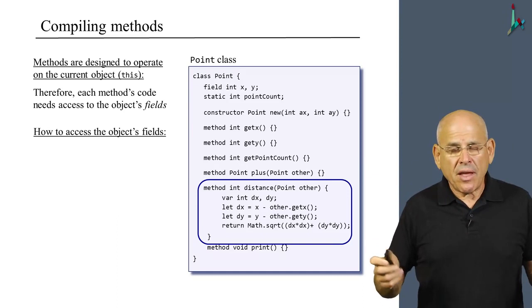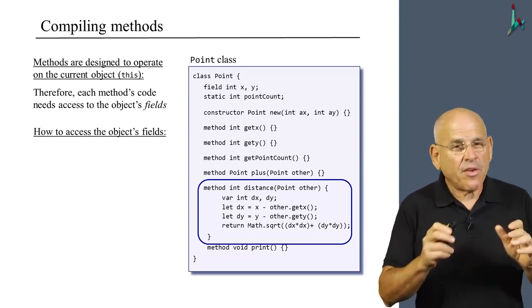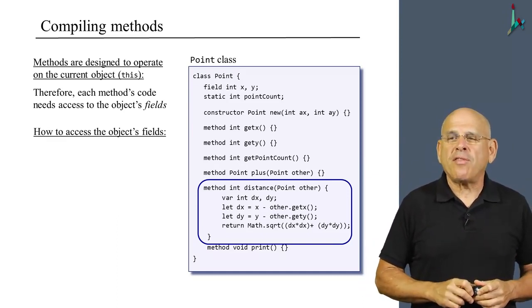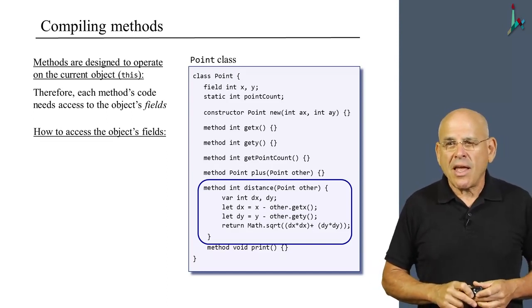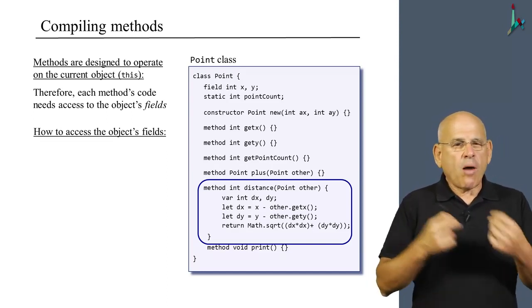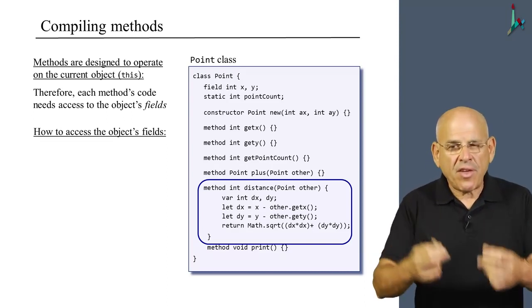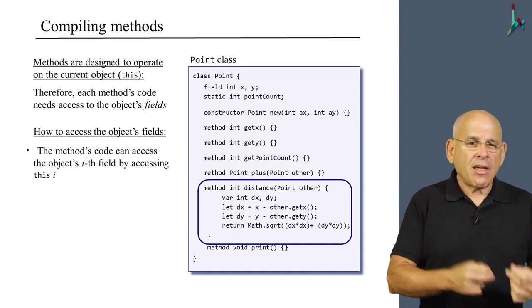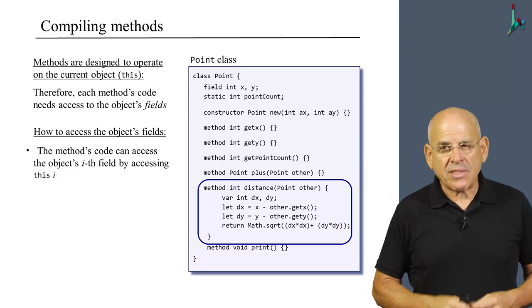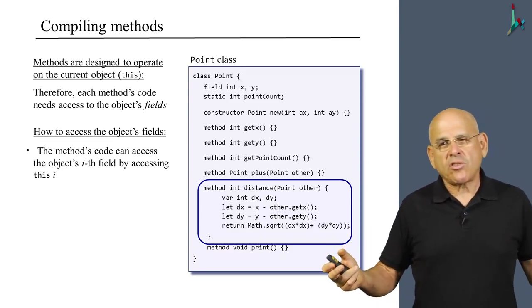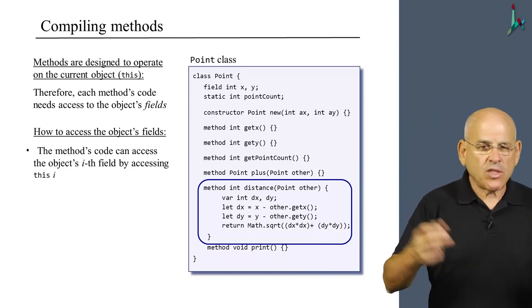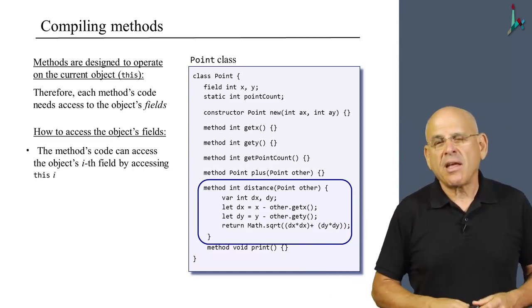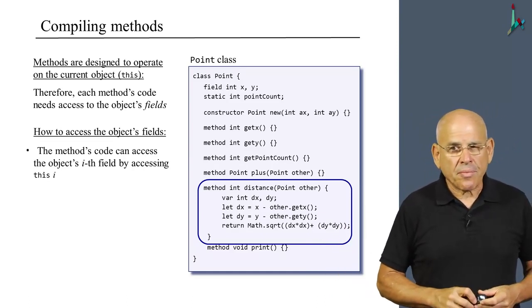How can we do it? Well, we discussed it in the first unit of the 3-unit series about handling objects. We can access the object's ith field by accessing this i. For example, the first field is represented by this 0, the second field by this 1, the third field by this 2, and so on.